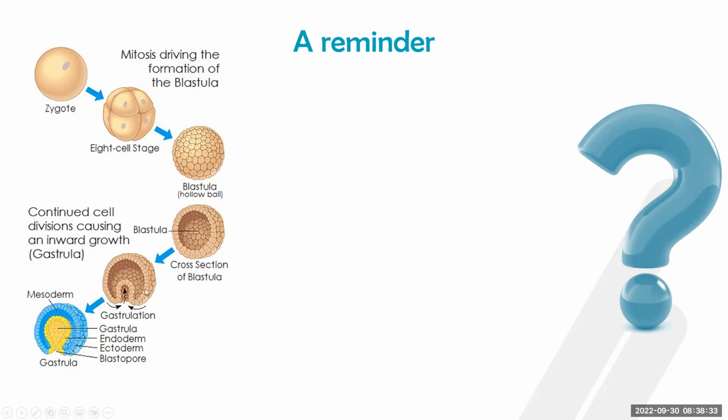And then an invagination takes place on this blastula, making the gastrula. And the gastrula will have cells arranged on the surface, and they call it the ectoderm.